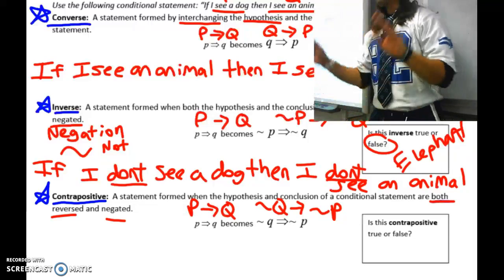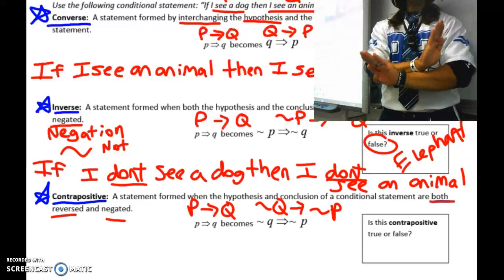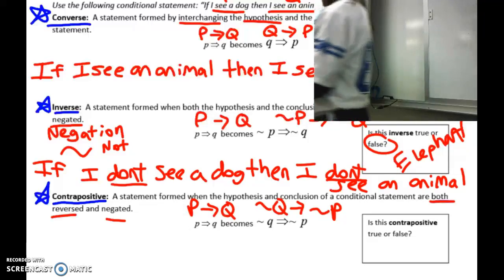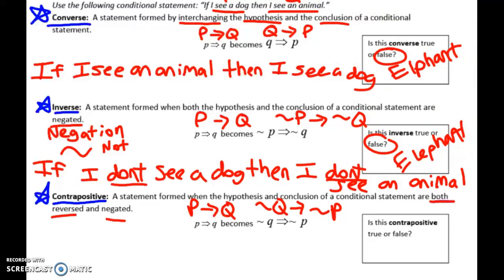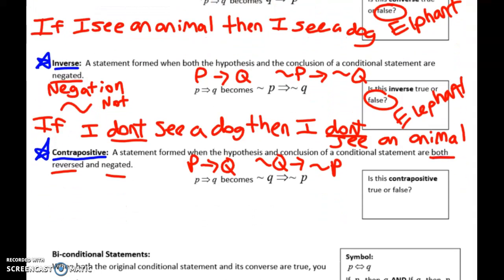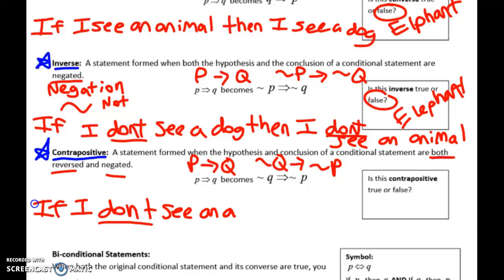All right? So switching them and negating them is a contrapositive. So let's do that using if I see a dog, then I see an animal. What would the contrapositive be? If I don't see an animal. So remember, the animal came to the front as opposite. So if I don't see an animal, then I don't see a dog.